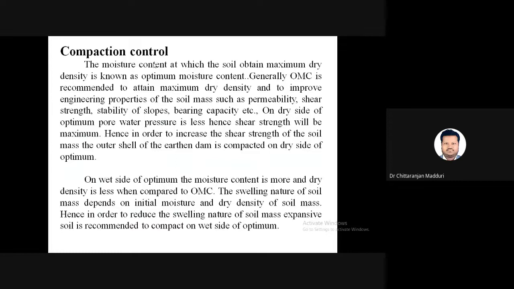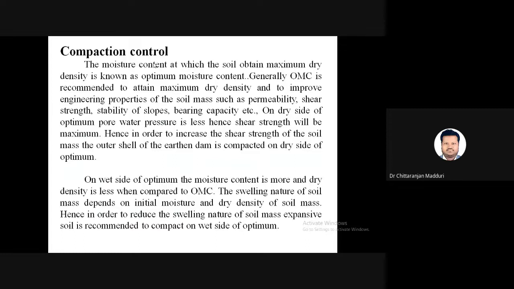Now the right side of optimum, the wet side of optimum: the moisture content is more and the density is less when compared to the optimum moisture content. At optimum moisture content, maximum density takes place. On the wet side of optimum, moisture content is more than the optimum moisture content, and the density is less. So the density is less, the soil is loose, and the swelling nature of the soil mass may decrease. At the same time, moisture content is more, and the swelling nature of the soil mass also decreases.